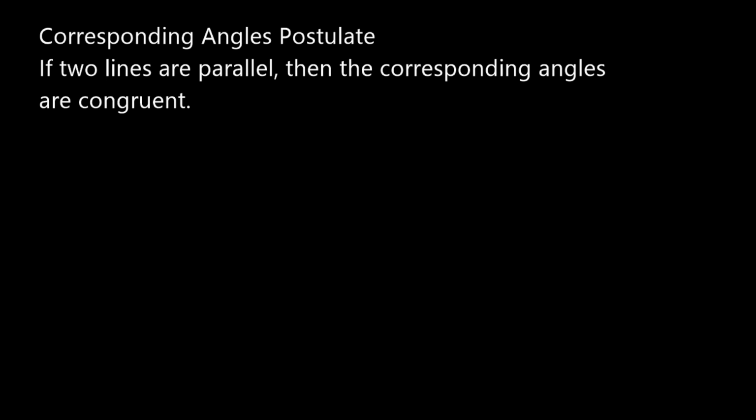But so this is the corresponding angle postulate. If two lines are parallel, then the corresponding angles are congruent. And so just to give a quick sketch of this, if I have two lines that are parallel, so I'll mark all these lines, and they're cut by a transversal here, and I'll mark that they're parallel, the corresponding angles will always be congruent to each other. So that will always be the case.